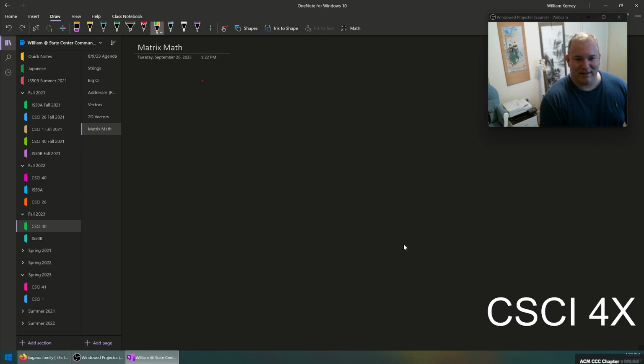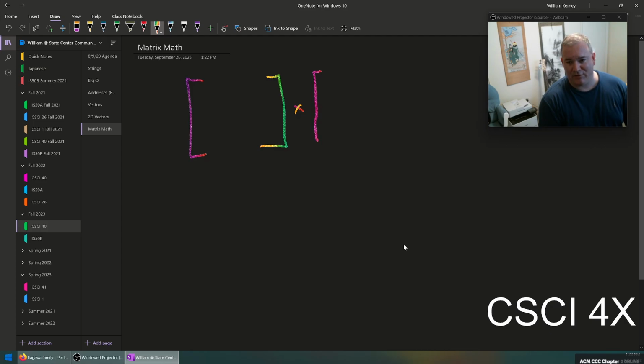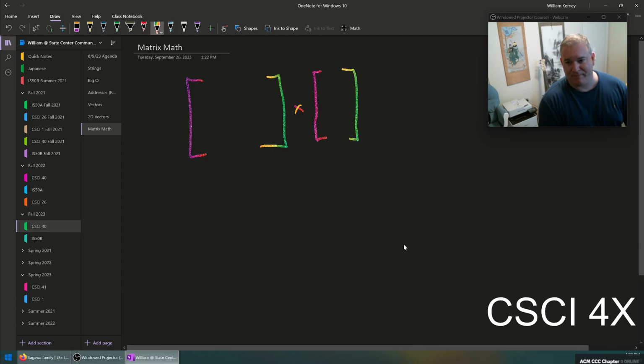So what we're going to do today is matrix math. And so matrix math is, you can do a matrix times a matrix. You can do a matrix times a scalar. Those are all not what we're talking about today. Today we're going to be talking about a matrix times a vector. Okay. So we are going to be using a 4x4 matrix.